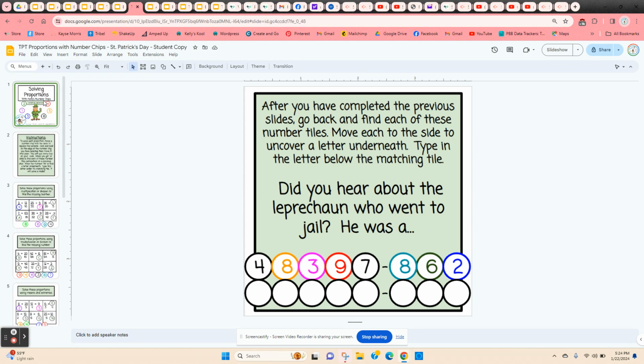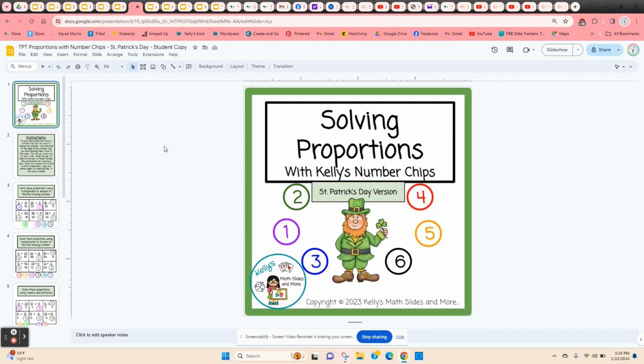So this is the St. Patrick's Day version of solving proportions with number chips.